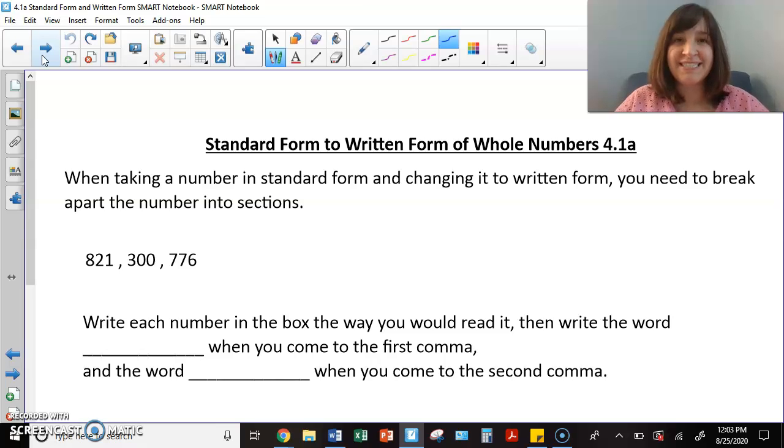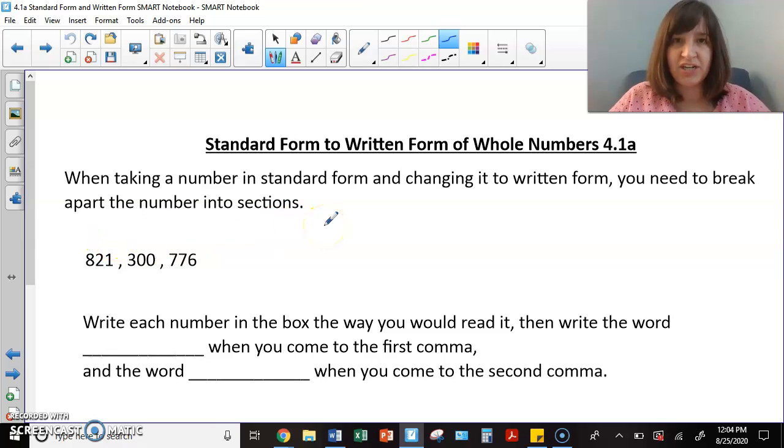So, when a number is in standard form, it is in number form. It has digits. This number is in standard form right here. I know it has some spaces in between it. I just did that so you could see when I mark on it a little bit easier. But if it didn't have any spaces in it, this would be a number all the way up to the 100 millions place in standard form.